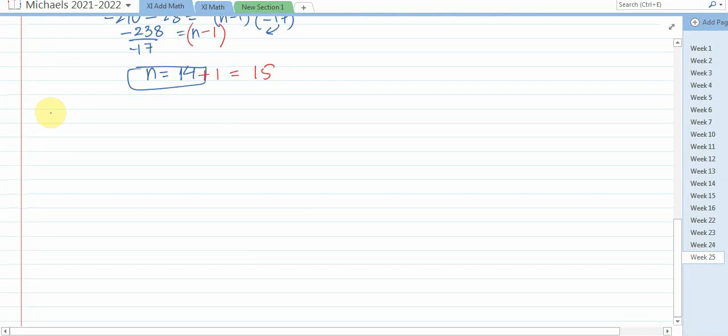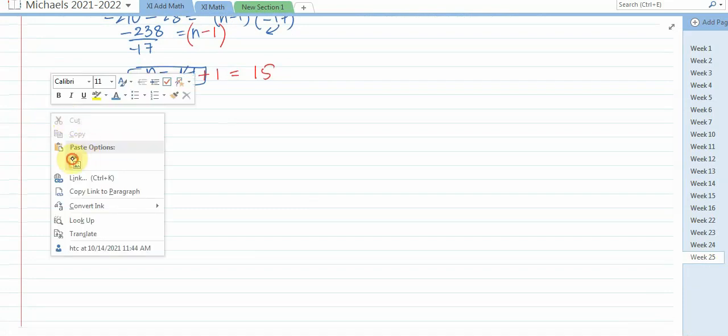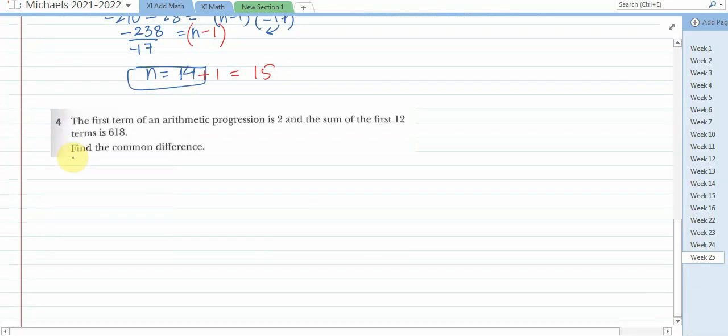It's question number 4 from the same exercise. It says the first term of an AP is 2. That means we have the value of A and it is 2. And the sum of the first 12 terms, so we have S12 equals 618. You need to find out the common difference.